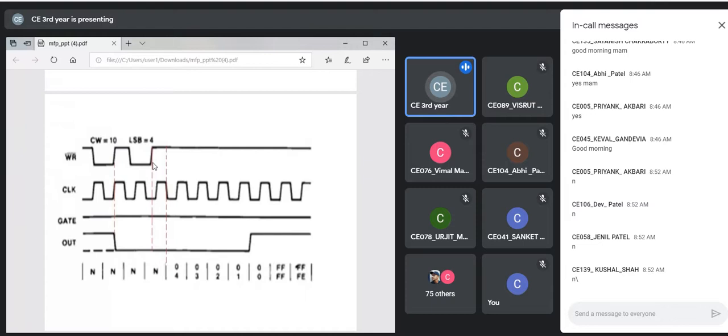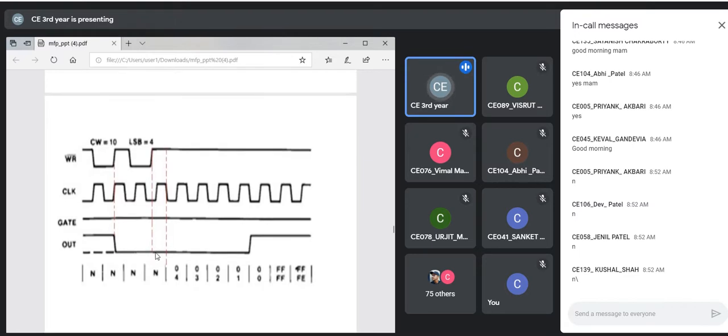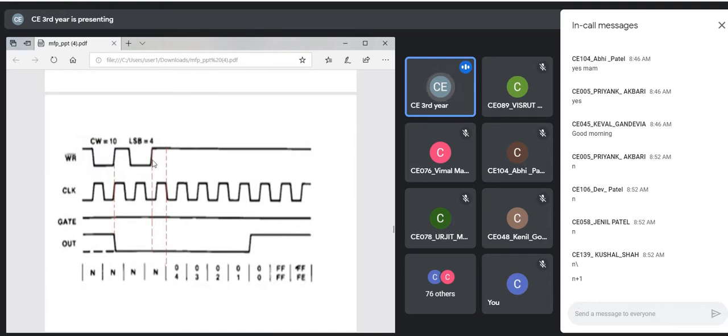If I'm writing, that means I am putting this value 4 on my data lines, and my job as 8086 is over, right? So I am writing on my data lines, and at this point it is already given to 8253. Now it is the job of 8253. So how many clock cycles will 8253 take to make out high? It will take n plus 1. Why? Because this is already given. The job of 8086 is over here, right? So that's why it will be n plus 1.